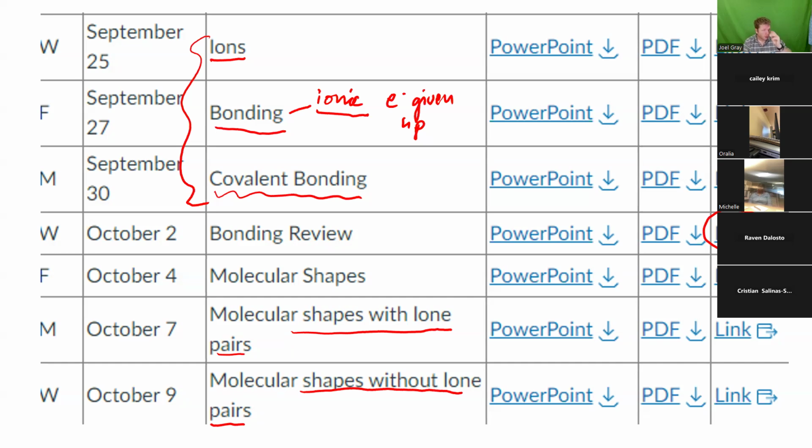Just a second. The molecular shapes with and without lone pairs of electrons is basically here are the elements, here are the shared electrons, here are lone pairs of electrons.